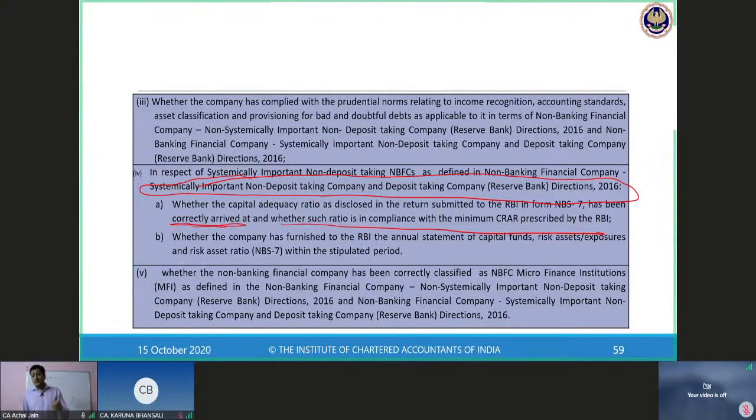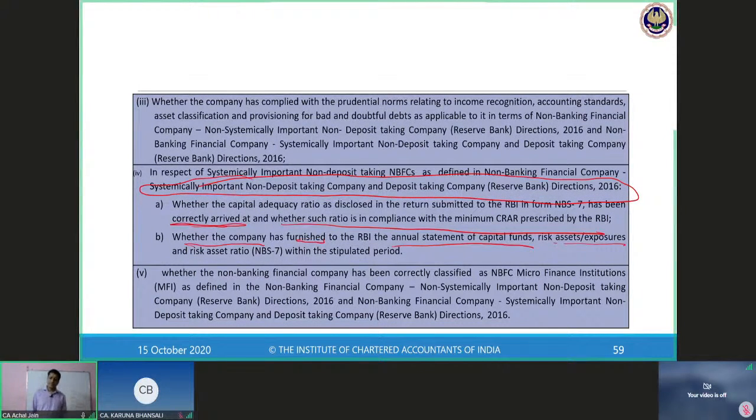And whether the company has furnished to the RBI annual statement. Whether the company furnished annual statement of capital funds, risk assets exposures within the specified period. This is the second thing.